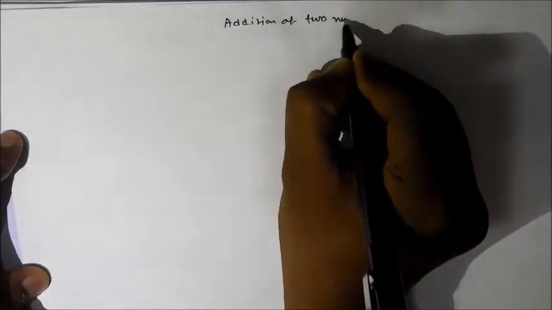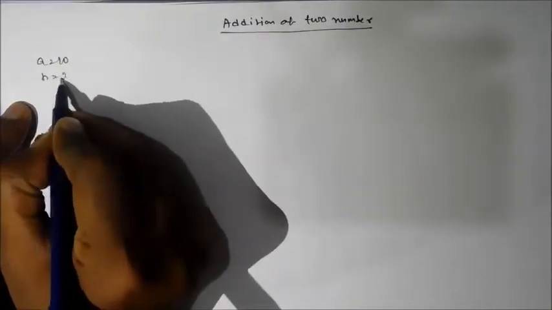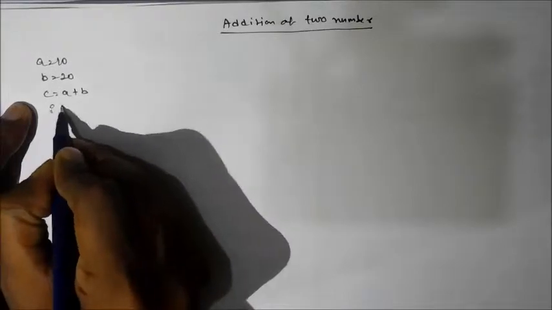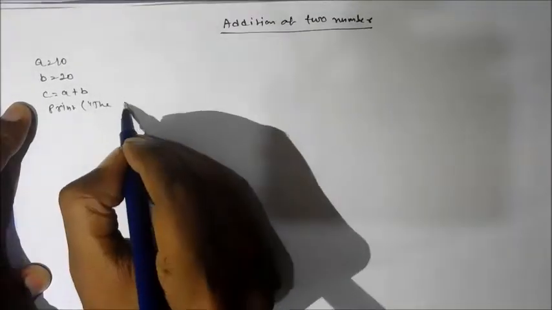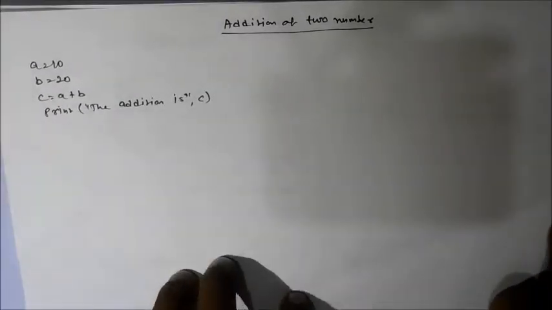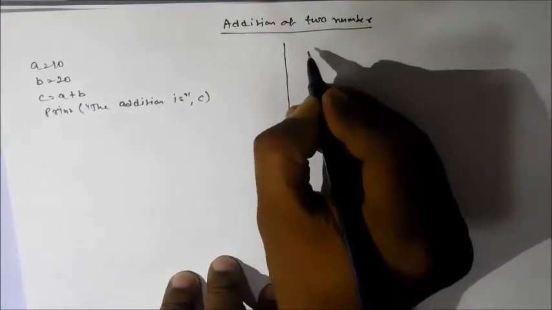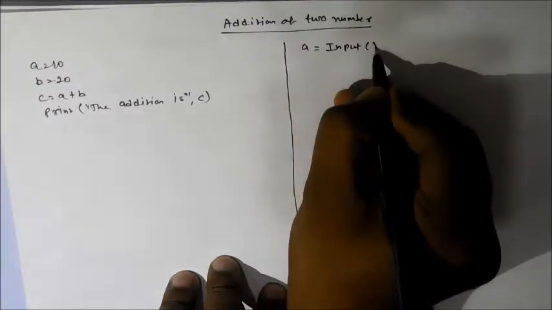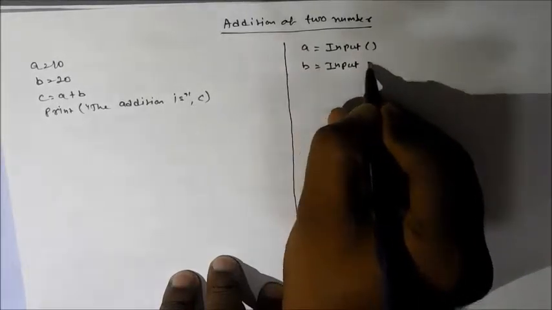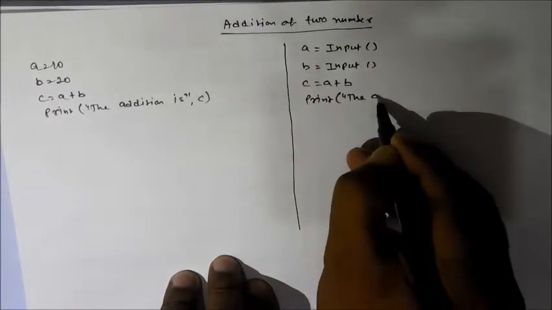Now here I am going to write a program. The same program I will repeat here. The addition of two numbers, and here I will write the same program. A is equal to 10, b is equal to 20, c is equal to a plus b. Print the addition is, comma c. Now this program I have already explained, and the same program I will make in some other way. C is equal to a plus b. Print the addition is c.